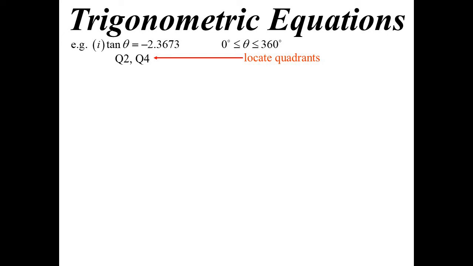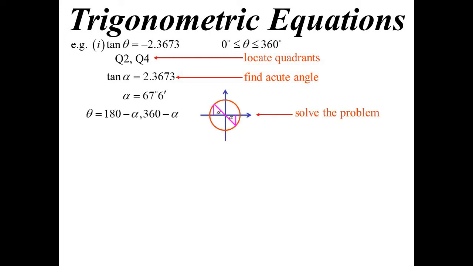Tan is negative, therefore I know I'm in the second and the fourth quadrants. Okay, we've got to get it back to that acute angle. So we need to find the acute angle. To do that, I would solve tan is equal to positive 2.3673. And that gets me 67 degrees 6. So now we can go and solve the problem. We'll put those two pieces of information together, what the acute angle is and which quadrants we're in. And I'll draw up a nice little picture.